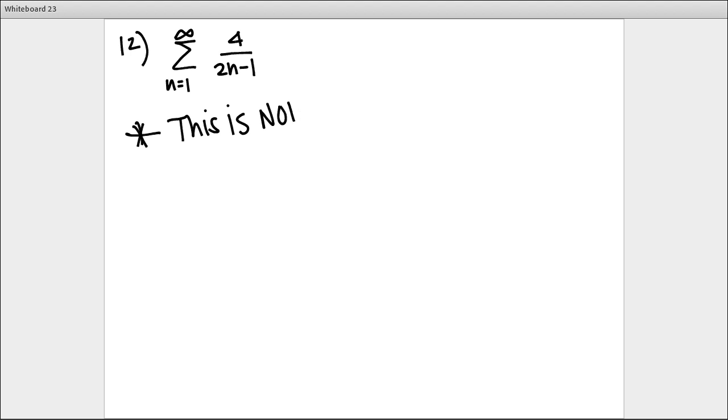I want to make sure that you know the difference between, which one was the good one? Let's see. Oh, yeah, let's look at number 12 on that worksheet. It says 4 over 2n minus 1. All right. Now listen, this is important. Super important. This is not a harmonic series.